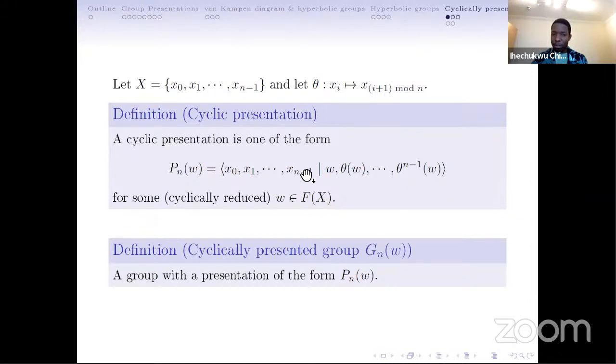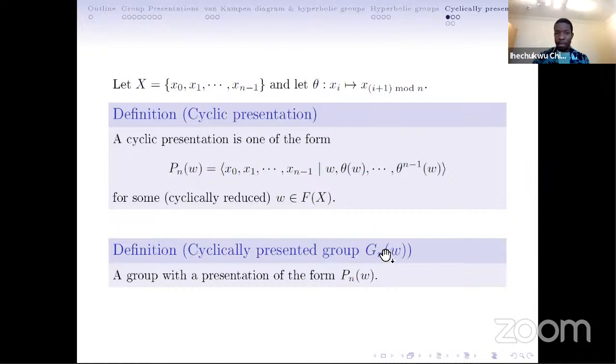So you have your generators, and then you have a word W. This is an example of what is called a balanced presentation. It has the same number of generators as relations. But it is described by just picking the word W and then applying this automorphism to W. Everything here, the subscript, is all modulo n. We usually take W to be cyclically reduced, but it can be any word, it doesn't matter. And a group with a presentation of this form is called a cyclically presented group.